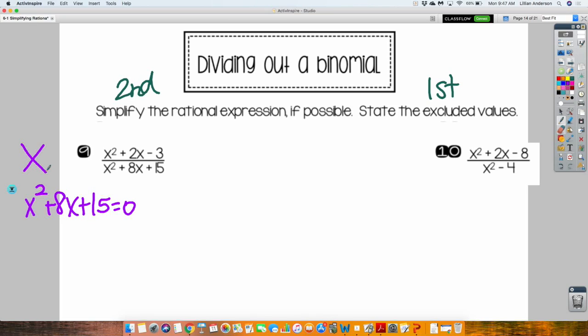In my tiny x, what goes on the top? On the bottom? What are my numbers? 5 and 3. So x plus 5, x plus 3. I just want to give folks a chance to figure out what the numbers are. So I need to set both of these equal to 0. What are going to be my excluded values?